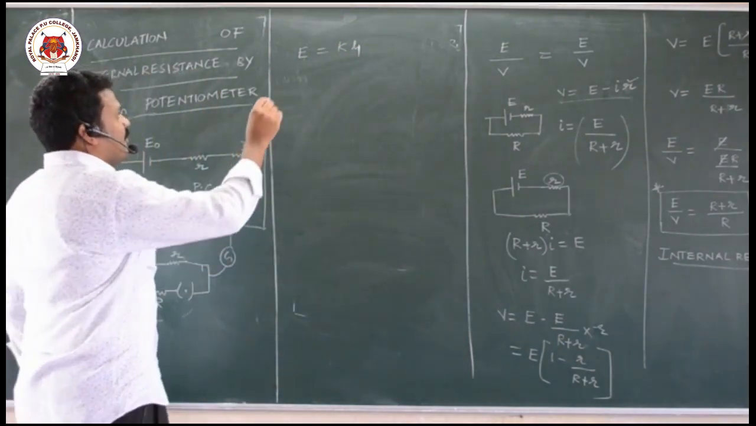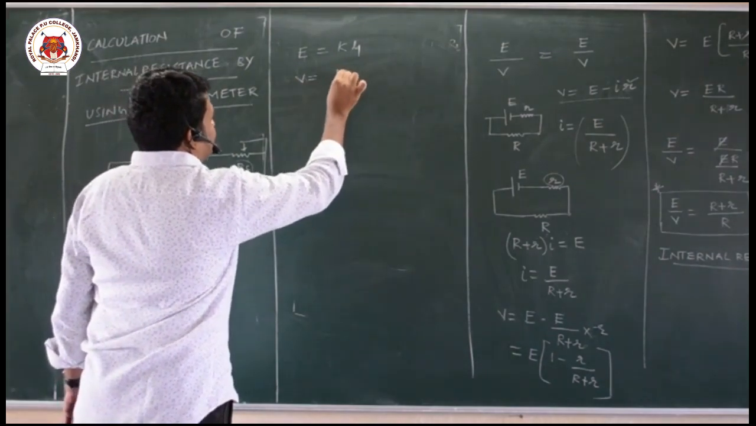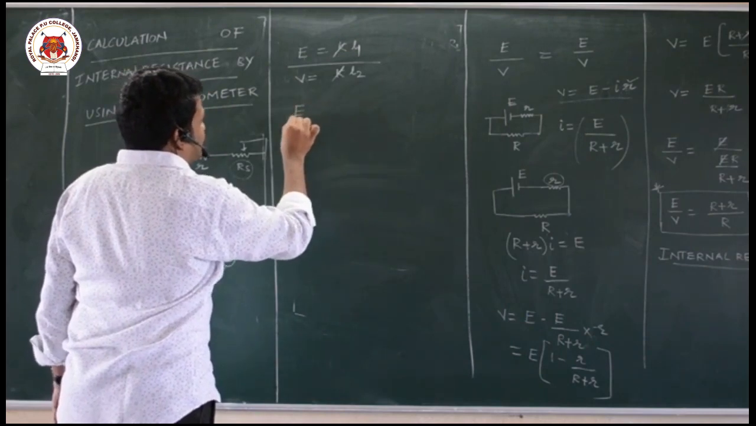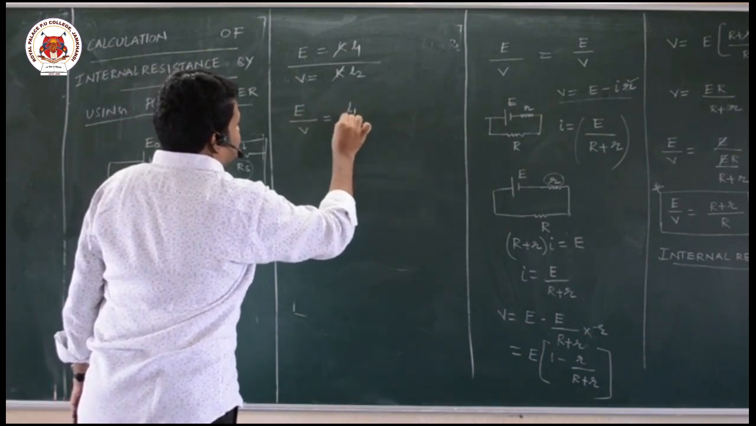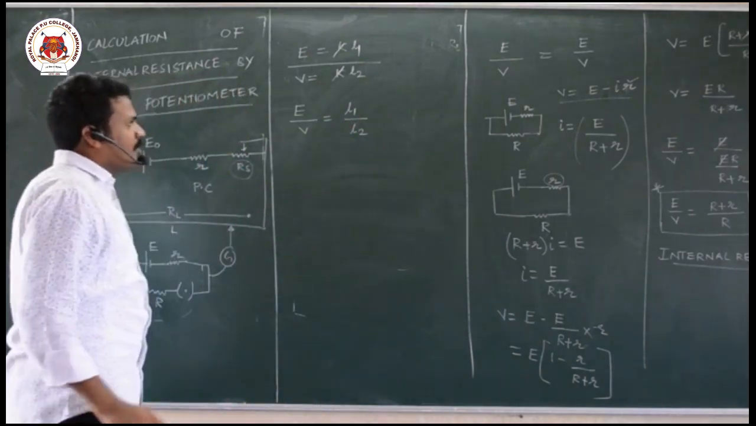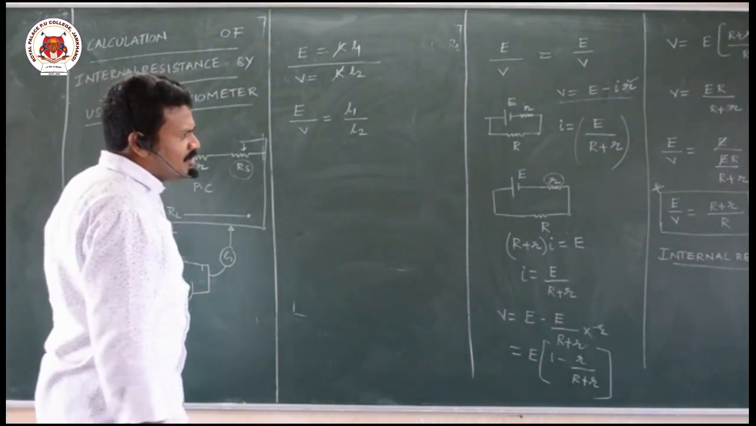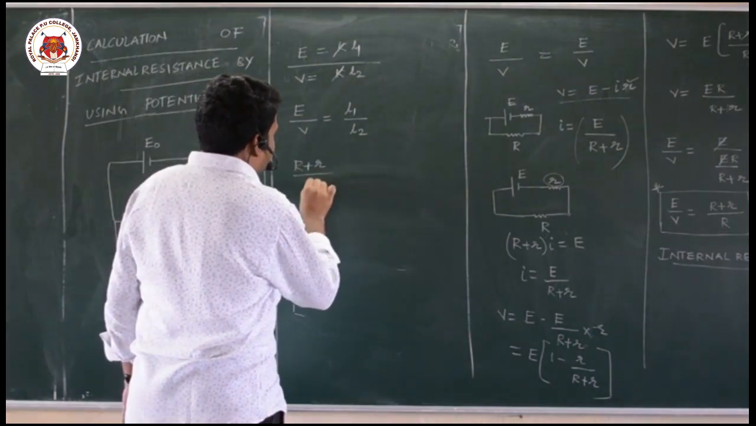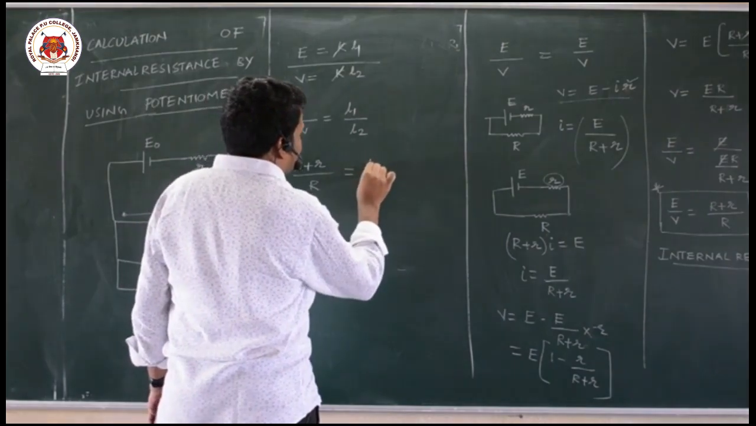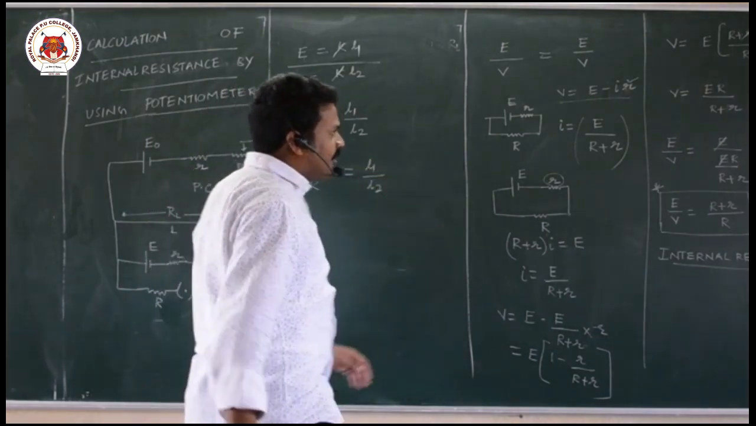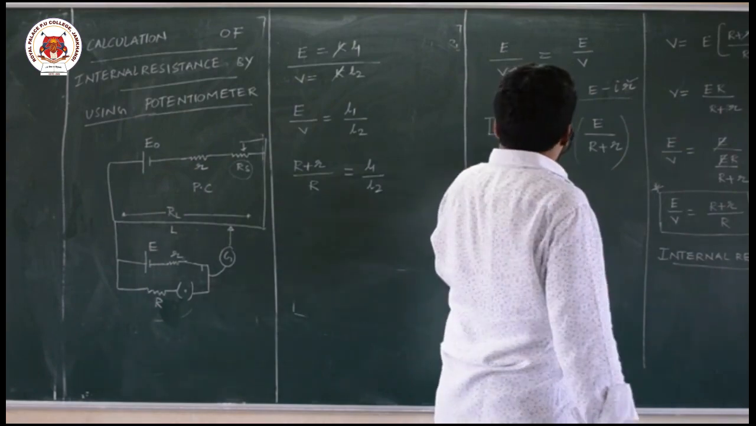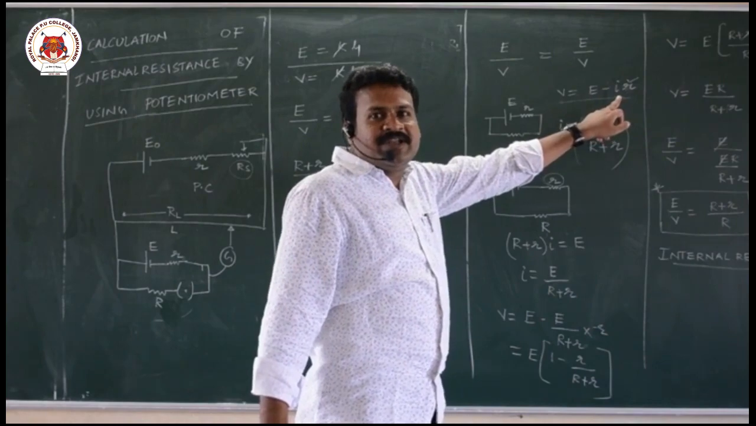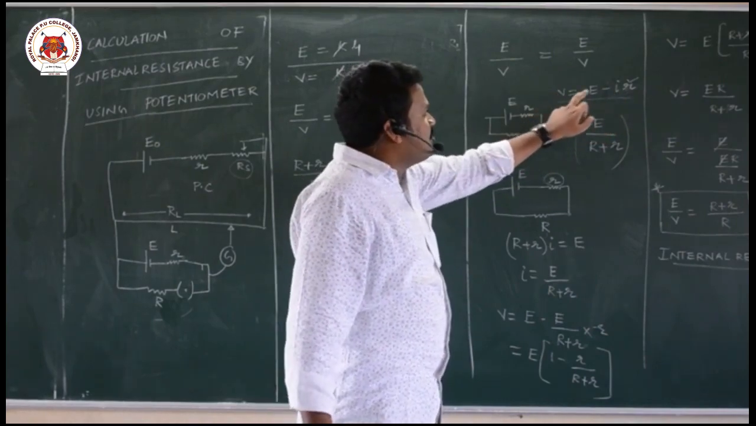Second time I will get V is equal to KL2. Divide both. E by V is equal to L1 by L2. Now already we know E by V is equal to capital R plus small r by capital R is equal to L1 by L2. So that I explained very clearly how you will get E by V. When battery is in open circuit, when current is 0, there is no effect of internal resistance here. Then you will get V is equal to E.